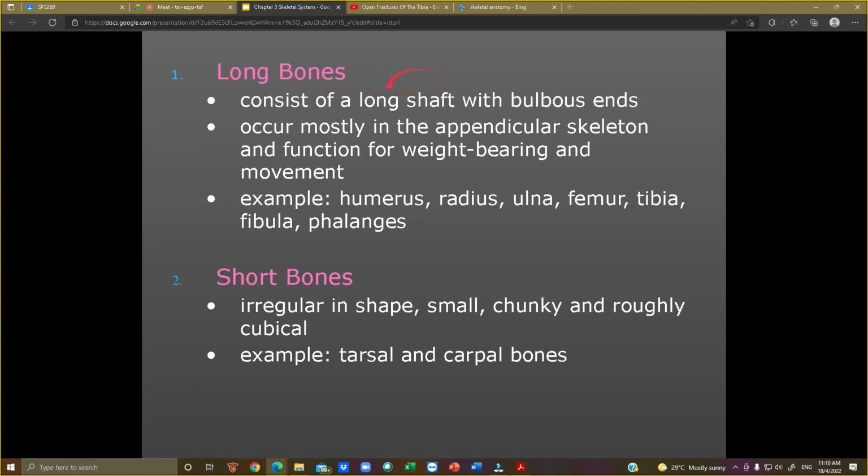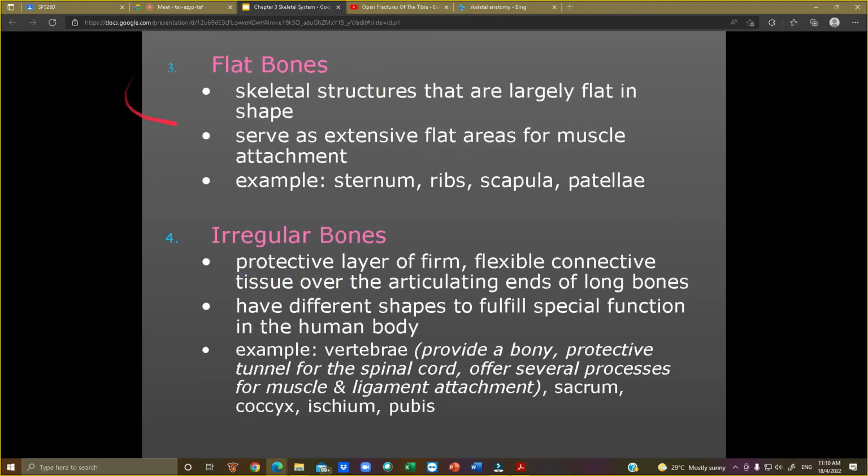Long bone consists of long shaft and bulbous end. Ujung dia ada kepala. Okay, mostly long bone is appendicular. Short bone sama macam long bone. Okay, quite similar in terms of shape, except it is shorter. Okay, flat bone, you have an extensive area of bones. Kawasan lapang. Ada di kawasan yang rata. And irregular bone, tak payah fikir banyak. Irregular bone, it has irregular shape.